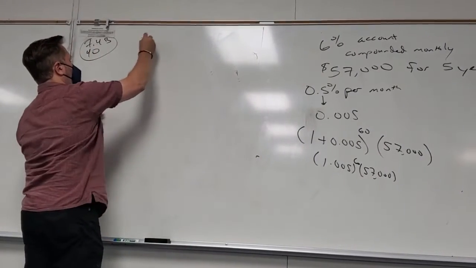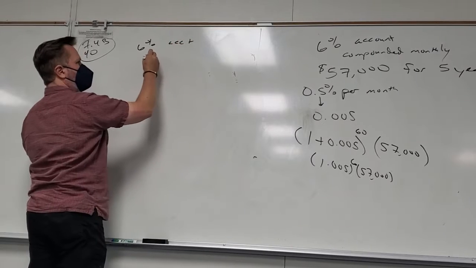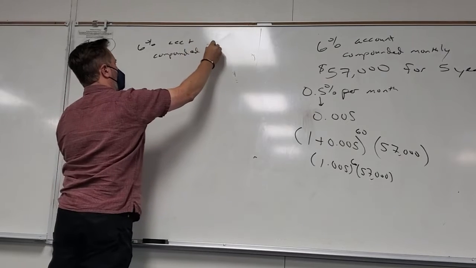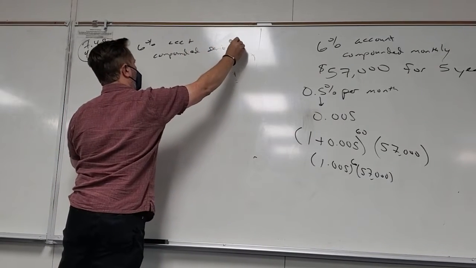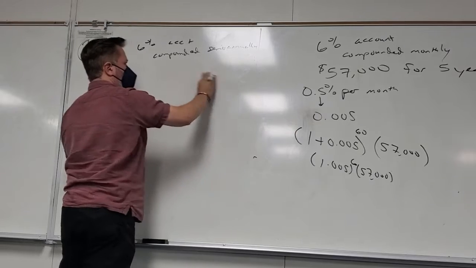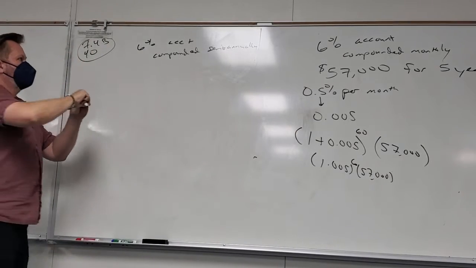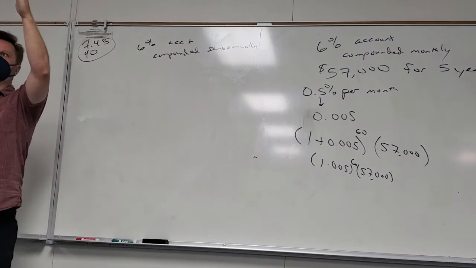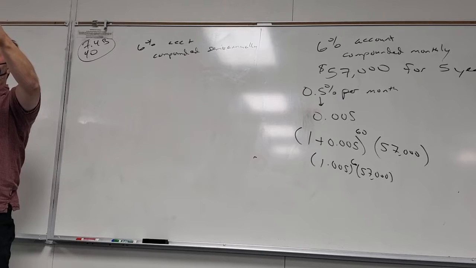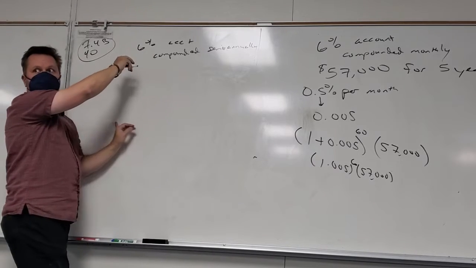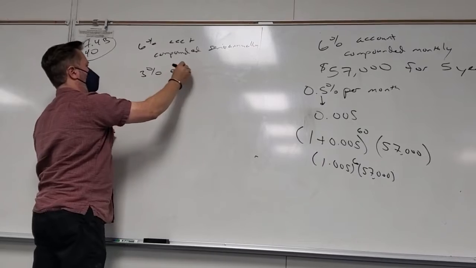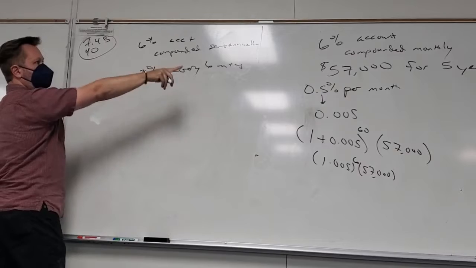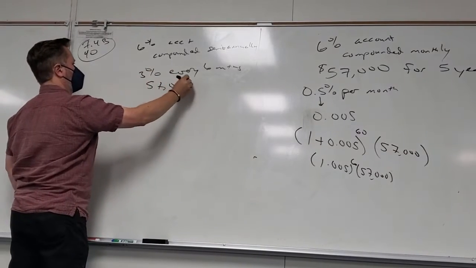Same everything, so it's a 6% account, compounded every 6 months, right? I think semi-annually is officially the word. That means every 6 months, so twice a year. That's what's important, twice a year. So what rate would I do every 6 months? 3%, right? So it'd be 3% every 6 months, and it's the same amount of money, $57,000.